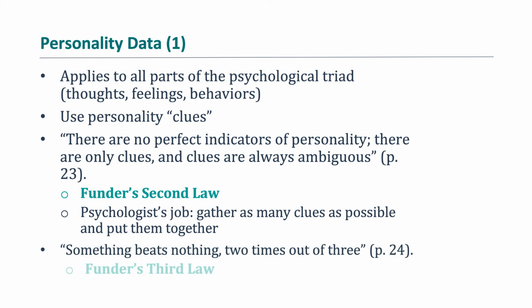Now, his third law is something beats nothing two times out of three. And what this means is that any type of data that we can gather is better than nothing. We don't want to just start making assumptions without any data whatsoever. So even if we can get just a little bit of information, that's better than nothing most of the time.